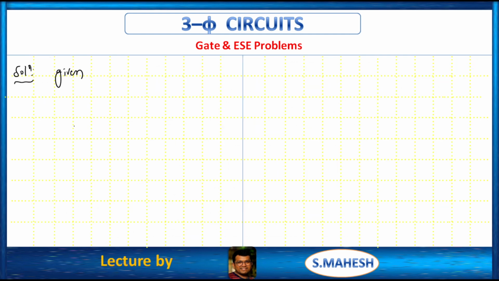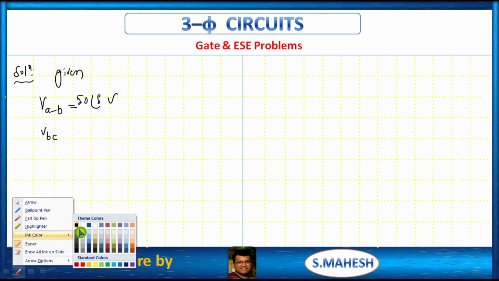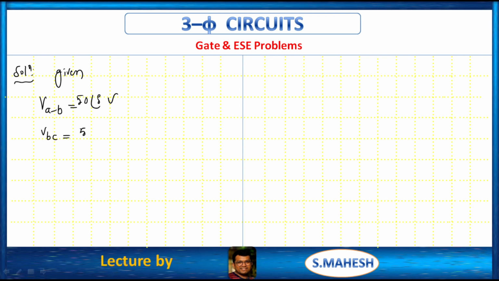That's it. Given VAB is nothing but 50 at an angle 0, VBC which is equals to 50 at an angle minus 120 volts, VCA which is what? 50 at an angle plus 120 or minus 240, right? This is completed.